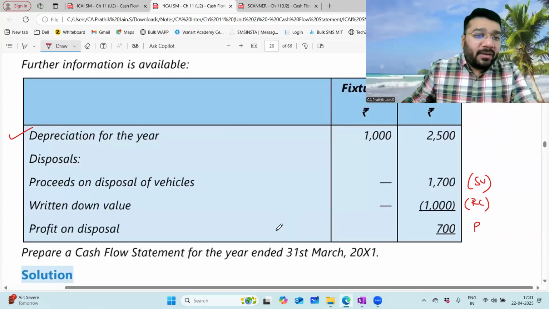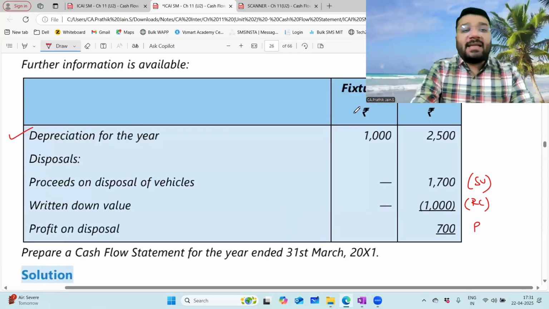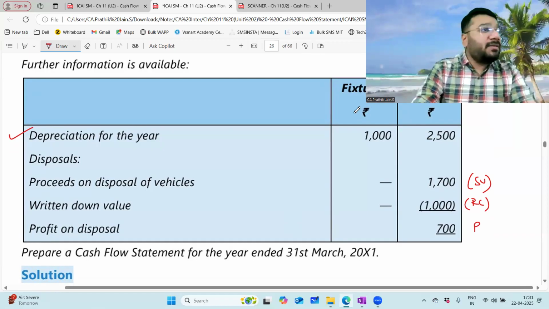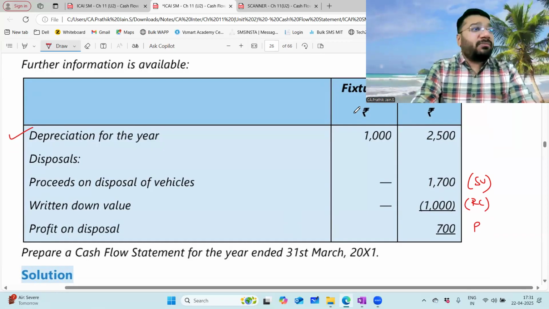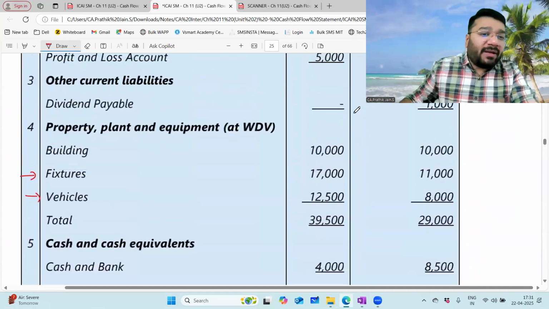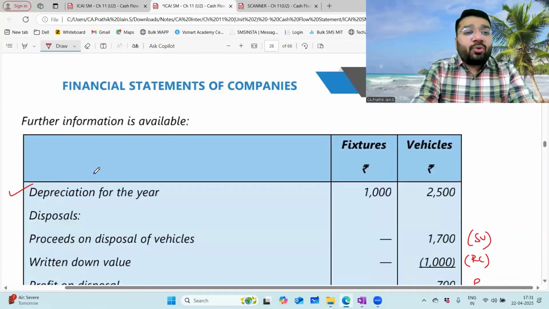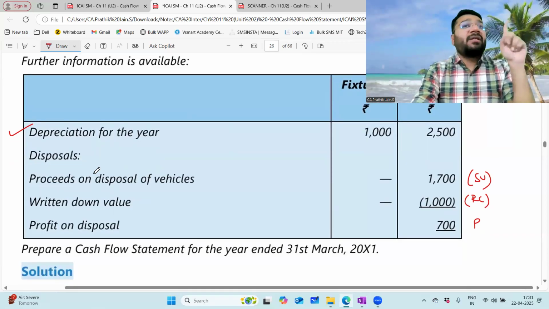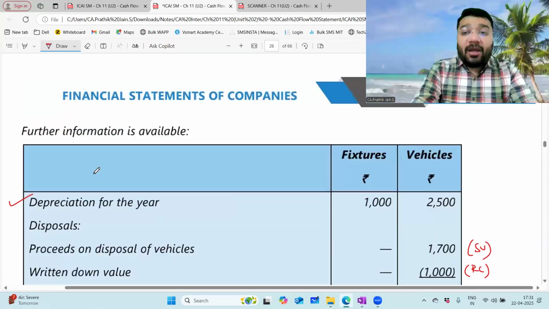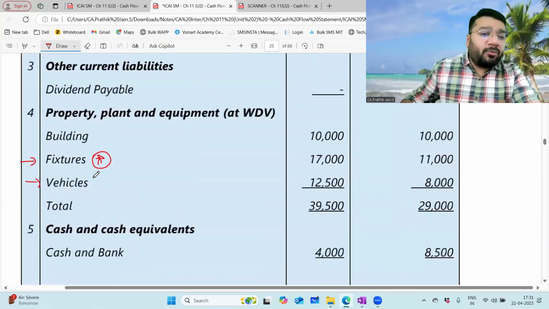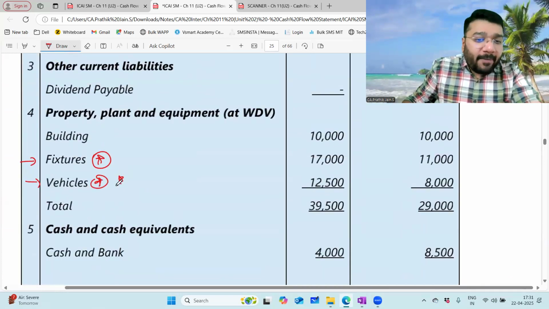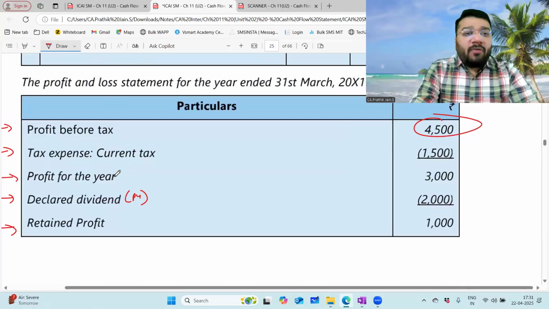Guys, please tell me, if I look at this information, can I say there is some adjustment with regard to fixtures and vehicles? Fixtures only depreciation. So I'm going to fixtures and I'm putting only 1 star mark. Do you agree with me? But when I come to vehicle, there is 2 information. 1 information on depreciation. 2nd information with regard to sale of vehicles. So how many star marks should I put, people? 2 star mark.